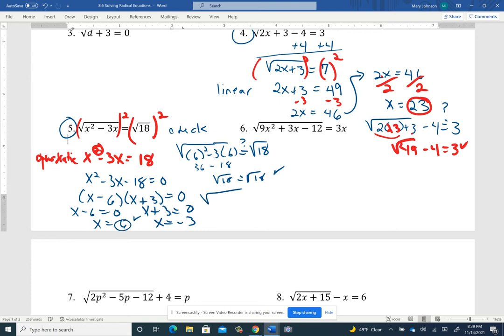Then I do the same thing, but with a negative 3, and make sure that negative 3 is in parentheses when you replace it. Let's see if we get square root of 18 on that. So that's 9 plus 9. Yep. Okay, so that one checks. So you would put both of those in as your answer.